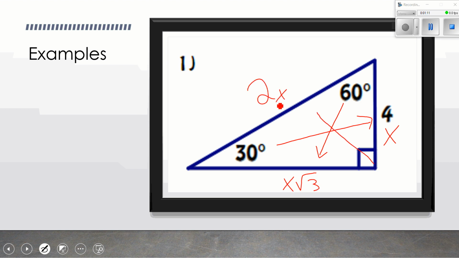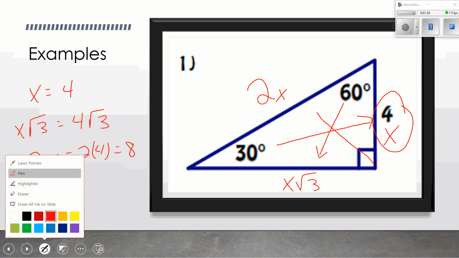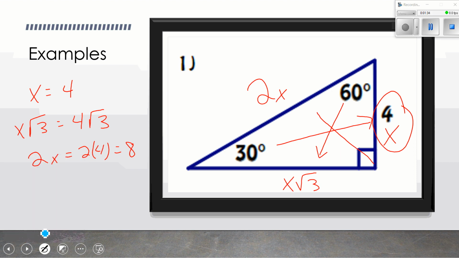Now I look at what's already given to me, which in this case is x equals 4, which means x root 3, I can plug in that 4 and I'll get 4 root 3. And for 2x, I plug in 2 times 4, and I get 8. Which means that my final side right here is 8, and my side right here is 4 root 3.